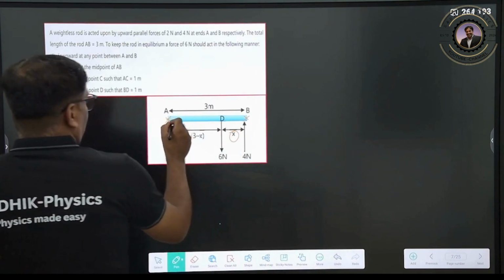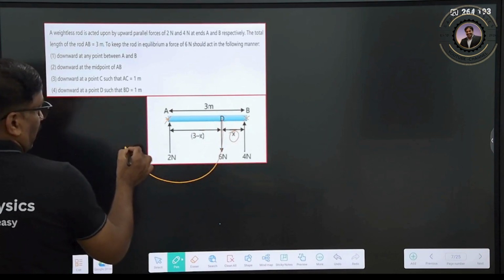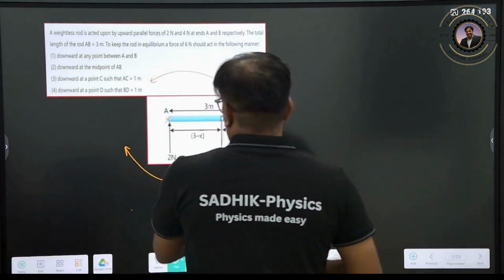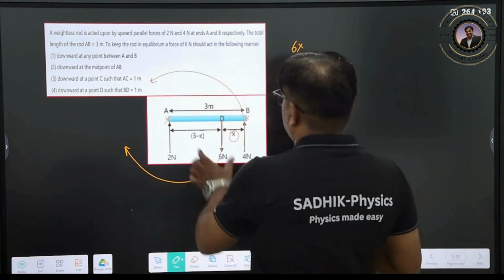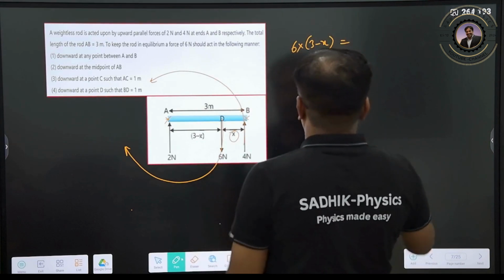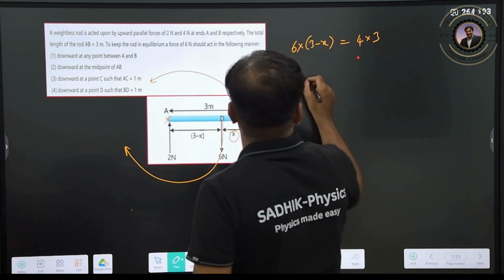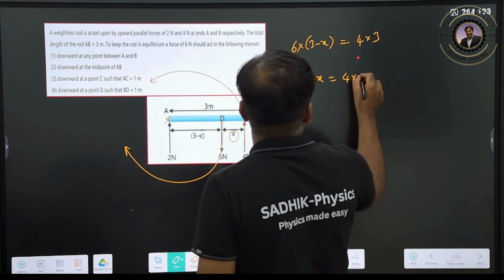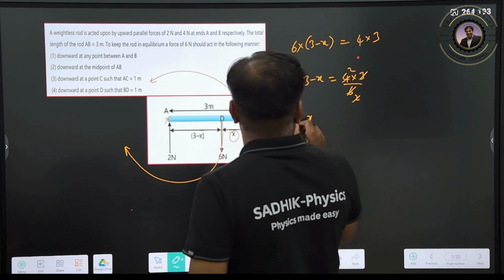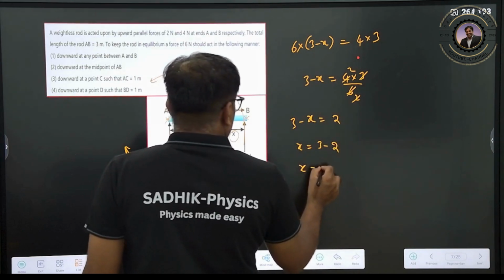Suppose I am taking A as your axis of rotation, these 2 newtons will not create any torque, no. This 6 newton will create the torque like this, this 4 newton will create the torque like this. So we can rewrite it as, 6 into perpendicular distance, 3 minus x, should be equal to 4 into, so this total distance is nothing but 3. So therefore 3 minus x is equal to 4 into 3 by 6, no? So 3 2s are 2. Therefore 3 minus x is equal to 2. So x is equal to 3 minus 2, x is equal to 1 meter.